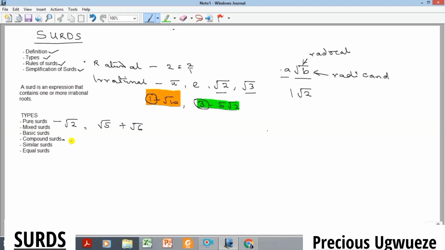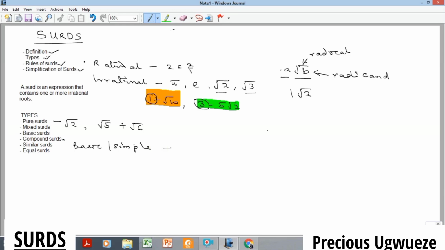And so quickly we look at the next type of surd, that's the basic surds. So we have the basic surds. The basic surds are also called simple surds. So these are surds that cannot be further reduced into any simpler form. Now, and why is this so?